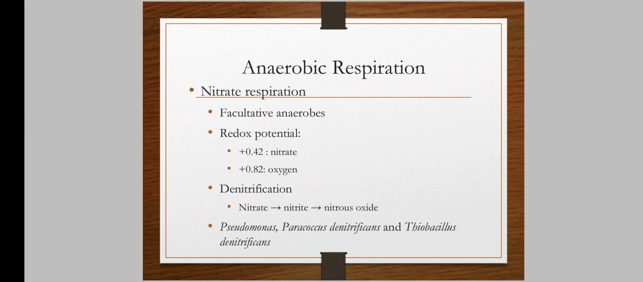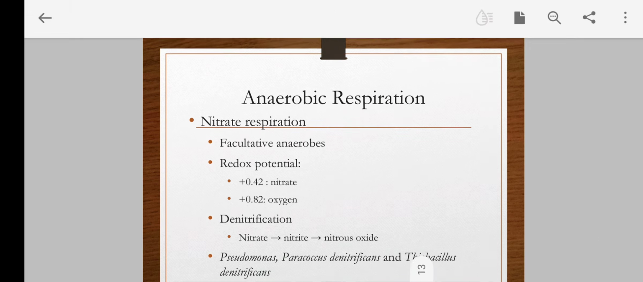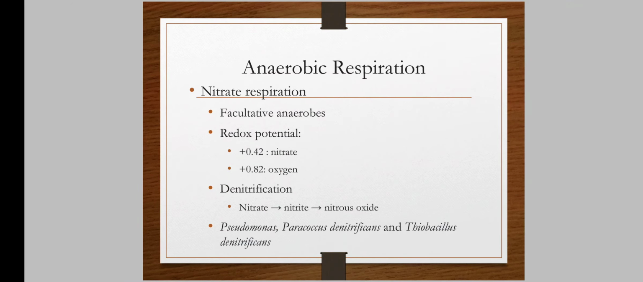So nitrate respiration is found in facultative anaerobes. When we say facultative anaerobes, they can survive in the presence of oxygen, but they do not really require oxygen. So they have the redox potential. The reason why some organisms, or rather most organisms such as us, most of the larger eukaryotes, are aerobic in nature.